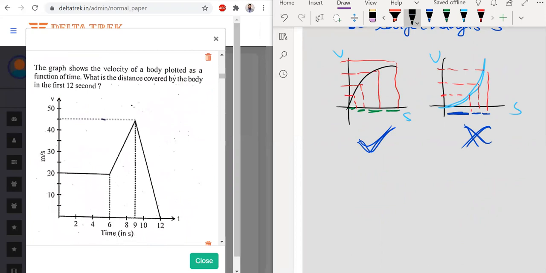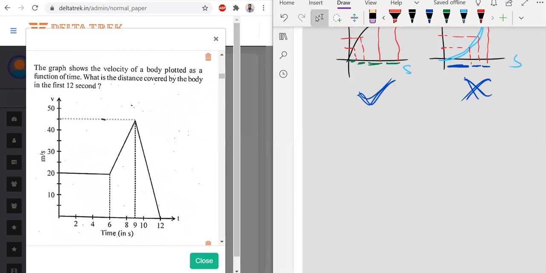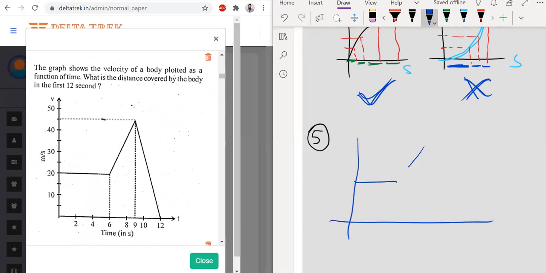Let's see question number 5. Question number 5. VT graph is there and the distance is asked about 12 seconds. So that means whole graph has been asked. So you can solve it in any manner. It doesn't matter. So how I'll be proceeding. Either you can use trapezium or you can use triangles also. So I'll be using triangles. Okay. So I need to calculate this area.